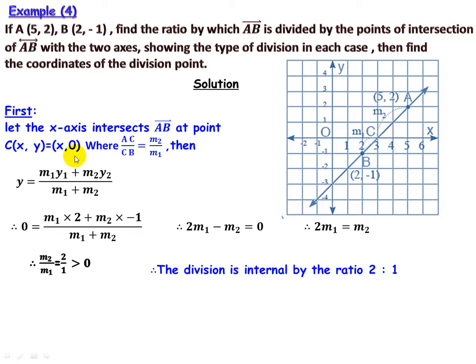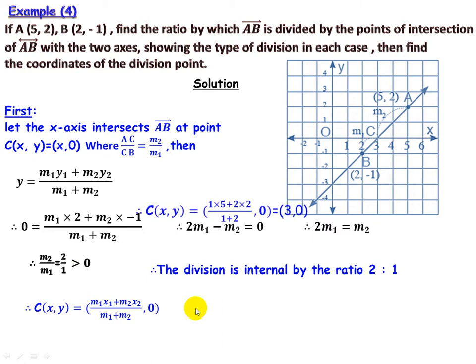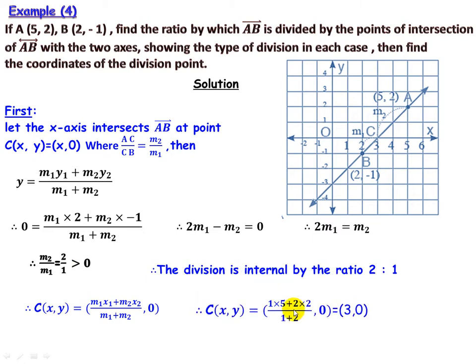To find the point C, we have to find the coordinate x. X equals (M1x1 plus M2x2) over (M1 plus M2). Now M1 equals 1, M2 equals 2. Substituting in the rule, (1 times 5 plus 2 times 2) over (1 plus 2) is going to be 3, and 0. So the point which divides AB, which belongs to the x-axis, is C equals (3, 0).